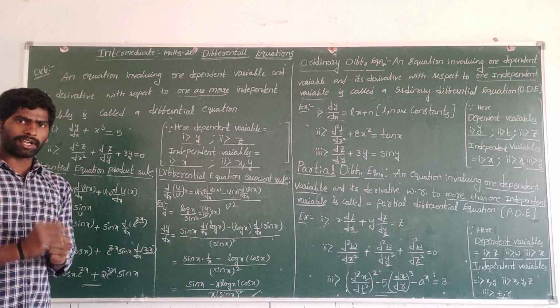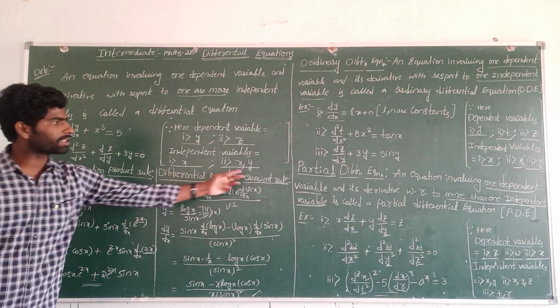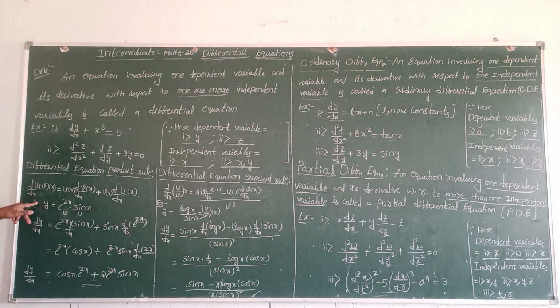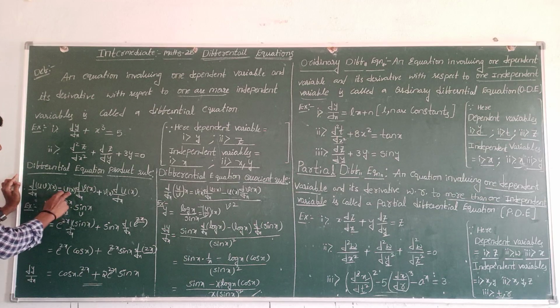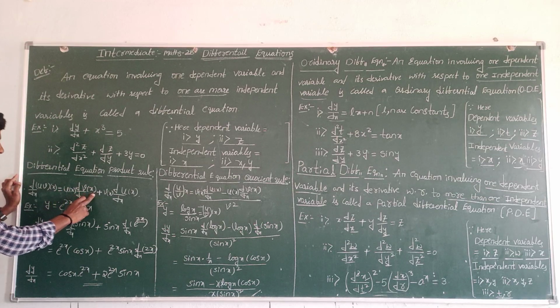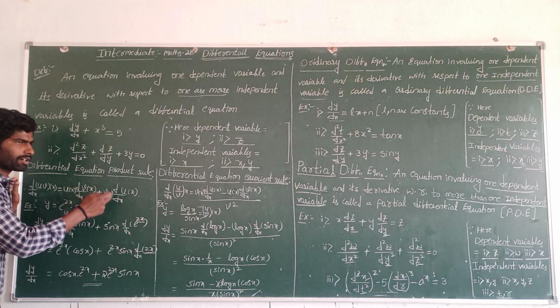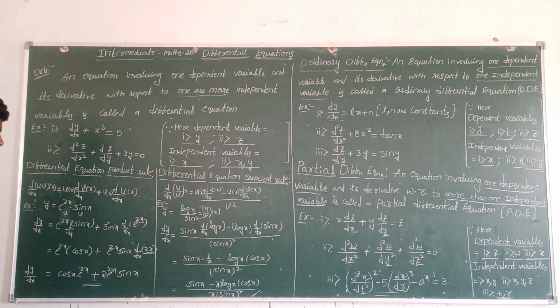We already learned in the first year the product rule and the quotient rule of differentiation. Let me explain once more. d by dx of u of x times v of x equals: first keep u of x as a constant, u of x into d by dx of v of x, plus second, keeping v of x as a constant, v of x into d by dx of u of x.